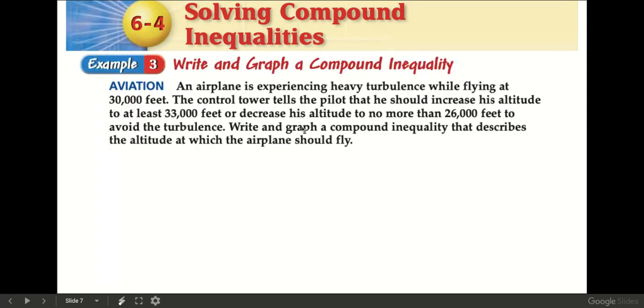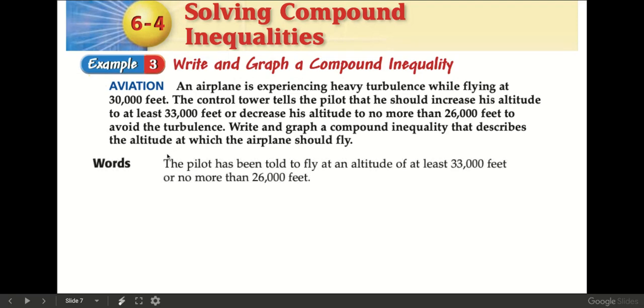So again, when we're looking at this problem, let's look at the words. It says the pilot has been told to fly at an altitude of at least 33,000 feet or no more than 26,000 feet. So basically, he's been told to go 33,000 feet or higher, or 26,000 feet or lower. Anything in between 26,000 and 33,000 is where they're going to encounter turbulence. So they either got to go above it or below it.